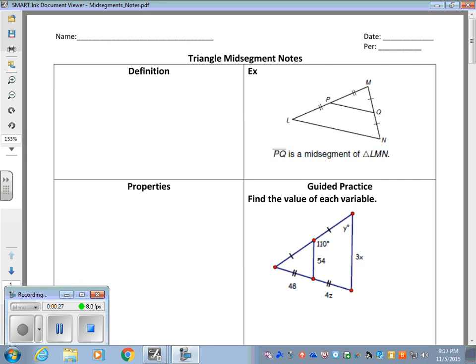But when I get back, we're going to go into triangle midsegments. This is going to be the breakdown of the definition, the properties, and the coordinate application.